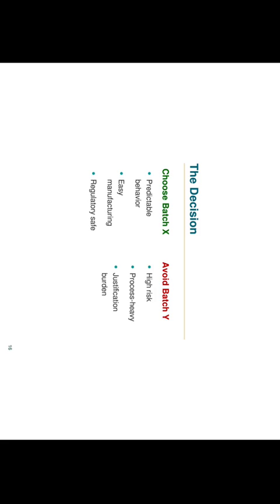If you had to choose one batch for development, the rational choice is batch X. Why? Because it gives you predictable dissolution, easy manufacturing, stable quality, regulatory peace. Batch Y gives you processing burden, high risk, justification nightmares, scale-up disaster. Professionals don't start with a bad material and try to become heroes. They start with a good material and build a stable system.